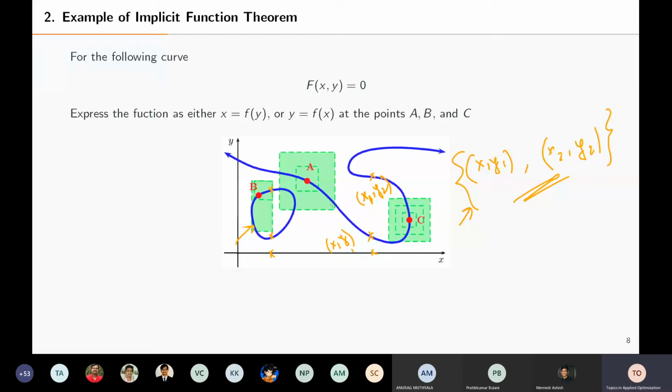So this is another curve, and it is not a function as a whole, but what the implicit function theorem tries to tell you is that locally you may be able to apply it. There should be a small enough neighborhood where you may be able to solve for x and y. So that's what the implicit function theorem is trying to say.